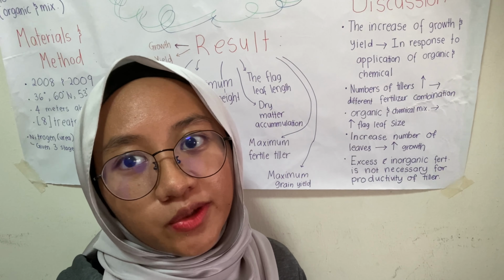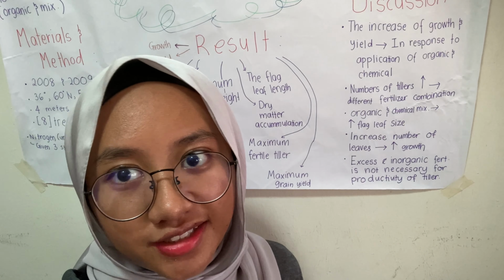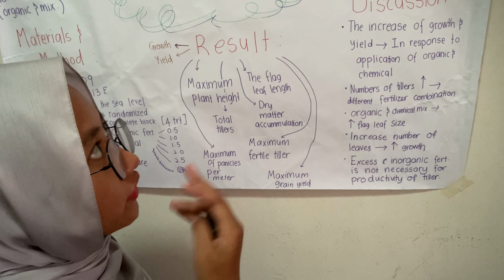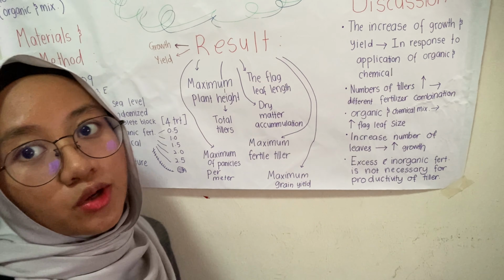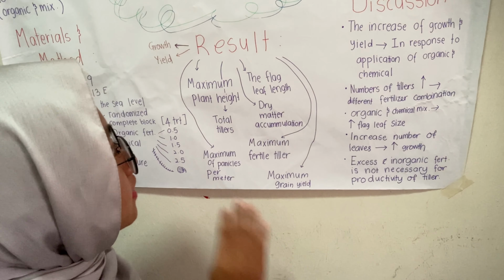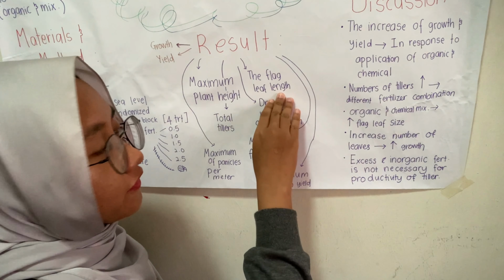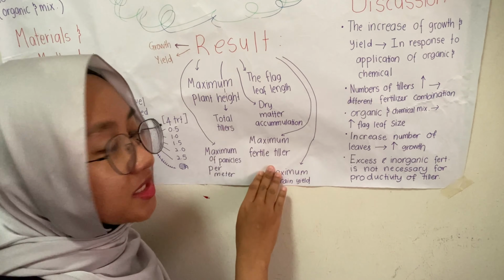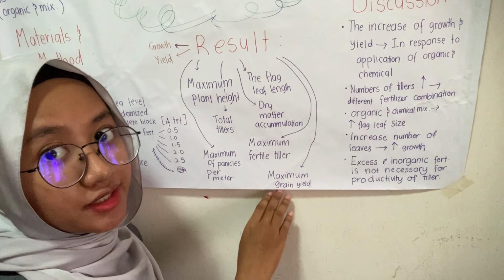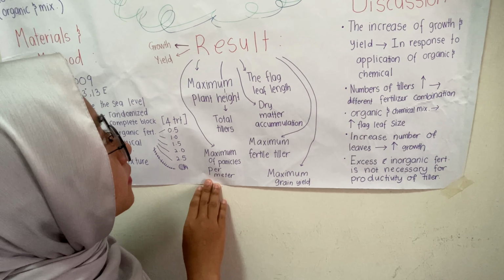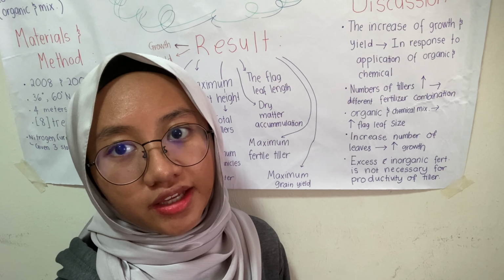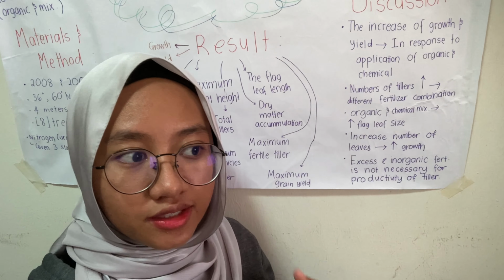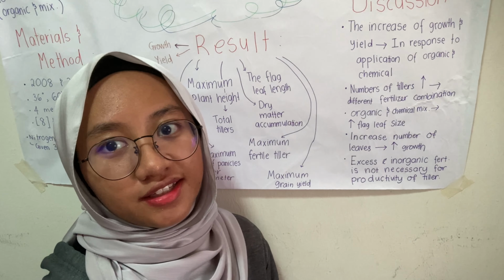I will move on to the fourth component of this journal, which is the result of it. So the few things that the researcher looked for as the observation of this experiment, such as the maximum plant height, the flag leaf length, dry matter accumulation, total tillers, maximum fertile tiller, maximum grain yield, maximum panicles per meter. Actually, there's a lot more, but as you can see, I have no much space in here, but I will explain to you in detail with the table later on.